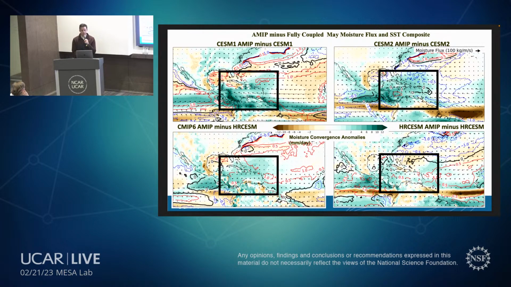runs. When we look at, for example, the high resolution CESM, we actually see those anomalies quite muted. And that's again reflecting how the AMIP and the fully coupled configuration of the high resolution CESM are quite similar to one another. And so the fully coupled run in HR CESM does a fairly good job, and similarly to some extent with the CMIP6 runs.